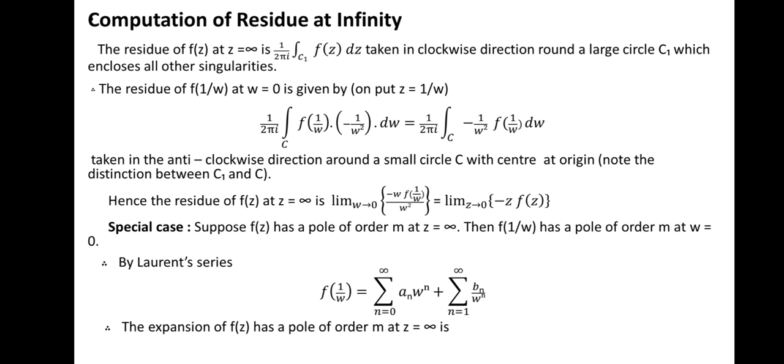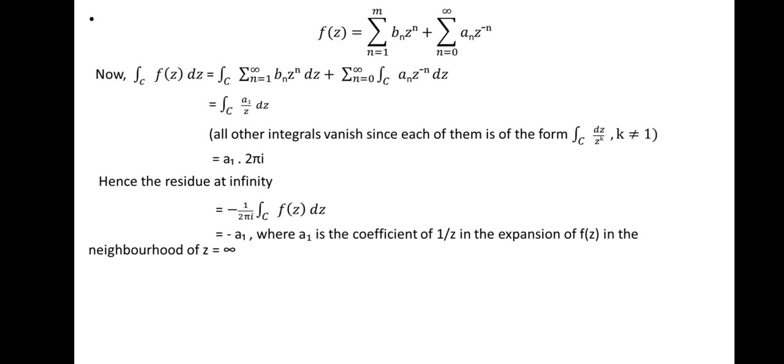Therefore, by Laurent series, f(1/w) equals summation n equals 0 to infinity a_n w^n plus summation n equals 1 to infinity b_n divided by w^n. Therefore, the expansion of f(z) having a pole of order m at z equals infinity is f(z) equals summation n equals 1 to m b_n z^n plus summation n equals 0 to infinity a_n z^(-n).